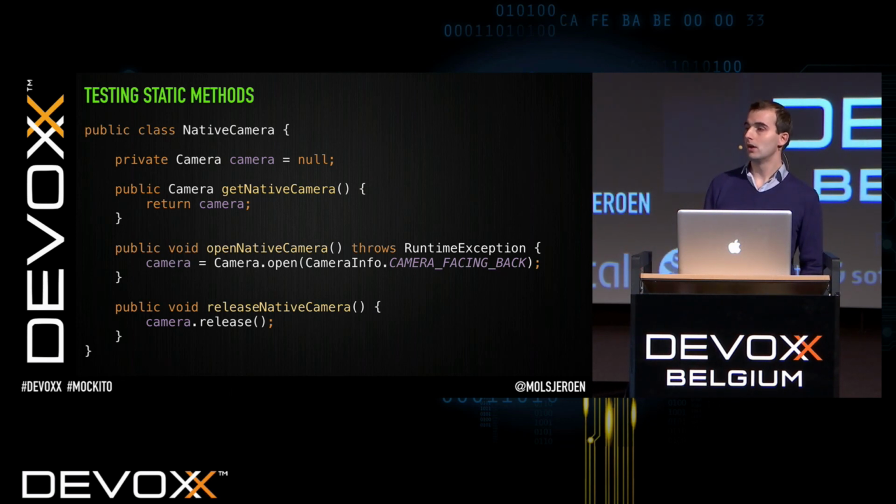This is a part of my open source library, Landscape Video Camera. I have many other interesting techniques to make things testable. And here I test against the native Android camera, which has a lot of static methods.